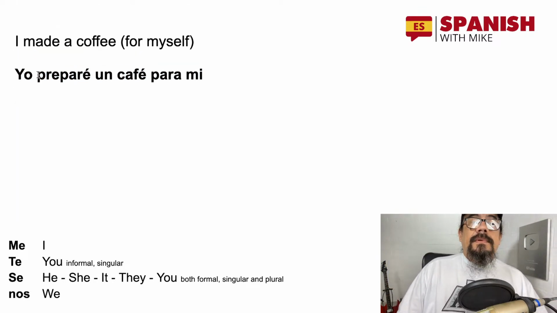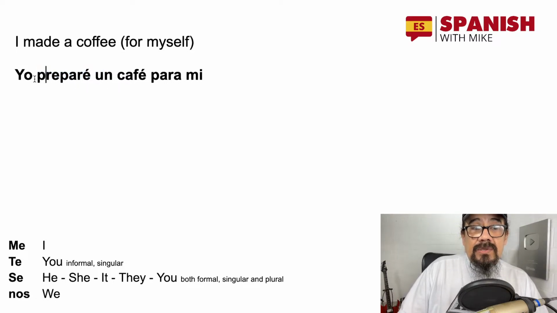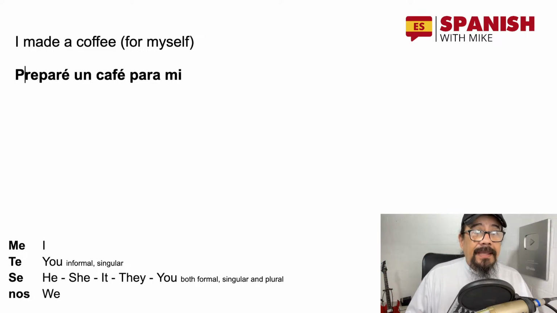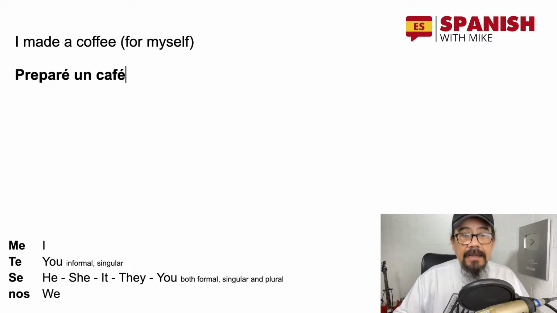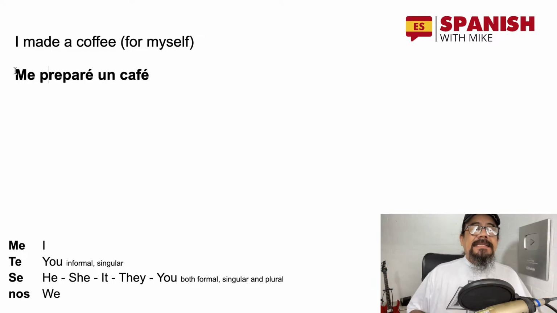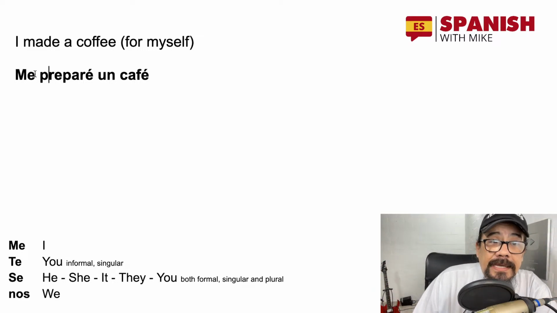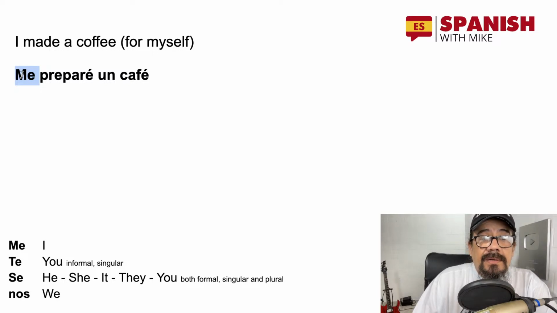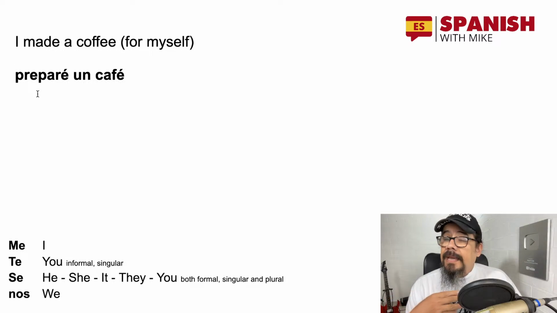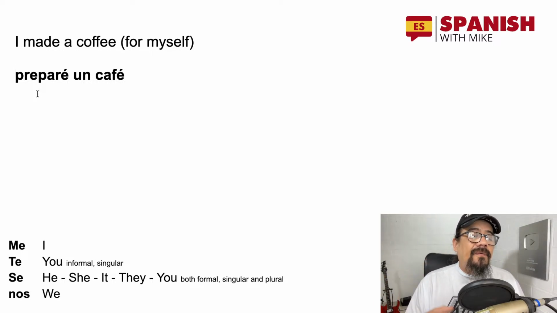Now, remember, preparé already implies it's I. So I just say preparé un café para mí, which sounds more natural. And you can say that. It's totally perfect. Now, I can change this to me preparé un café. Me preparé un café. And that already says I made a coffee for myself. Now, you can say, oh, this is a reflexive structure. Well, could be, but what if we remove me? Preparé un café. The sentence is totally perfect, but we lack the meaning of for whom I made the coffee. So in this case, me preparé.